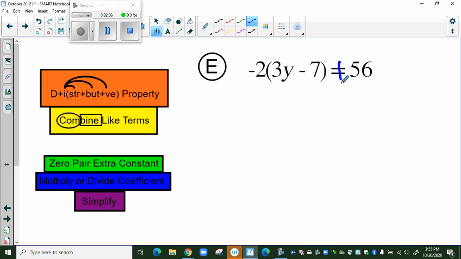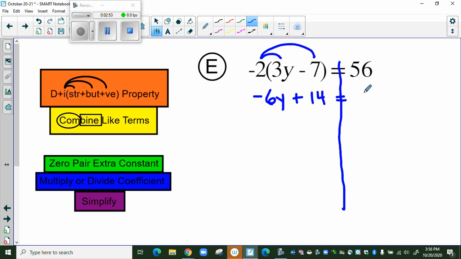For number 2, we have a problem that's very similar. Again, with the steps, the first thing you're looking for is the distributive property. And remember to be careful with negatives. Negative 2 times 3y is negative 6y. Negative 2 times negative 7 is positive 14. We don't have like terms. On this side, I have a variable and a constant. I cannot add those, so I don't have any like terms. We'll see some of those in just a moment.